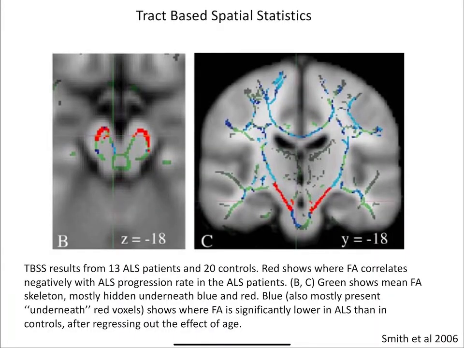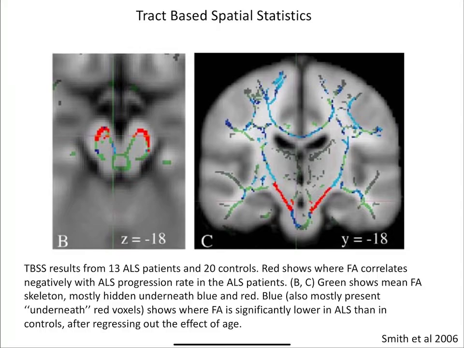So this is an example of TBSS results looking at ALS patients, and the red is showing where the FA correlates negatively with ALS progression rates, and that would be done with a GLM, where they've projected the FA values onto the progression rate. And then the blue is showing where FA is significantly lower in ALS than in controls, which is basically almost everywhere. Okay, so showing that in ALS patients, there's much less fractional anisotropy.